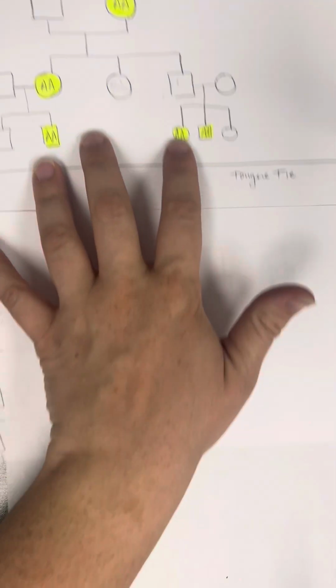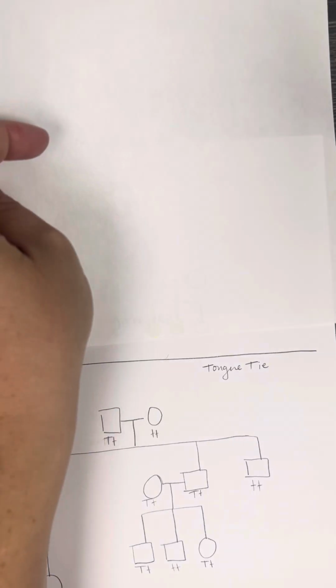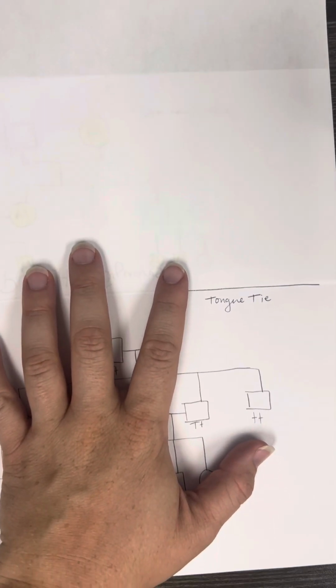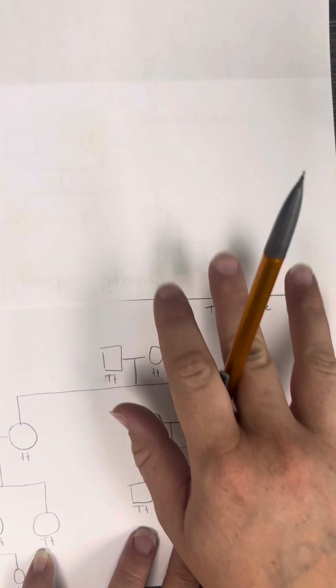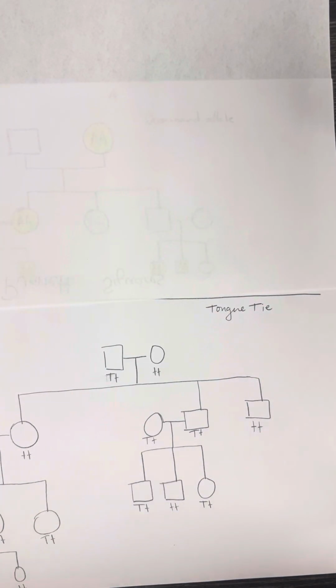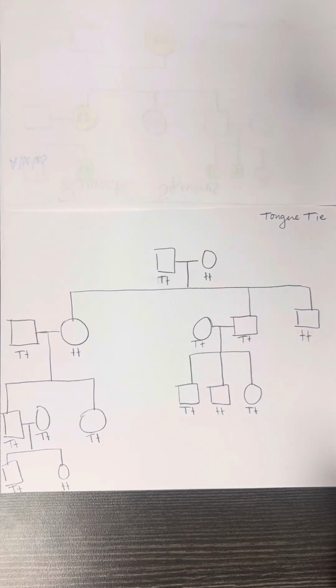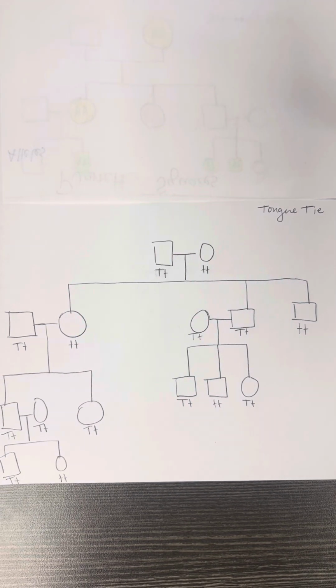Now let's take a look at another one. Okay. So some traits are tracked through a homozygous dominant allele. Some are tracked through a recessive allele. In this case, we're looking at tongue ties. In the case in your book, it's looking at cystic fibrosis, right? We're going to look at tongue ties though.